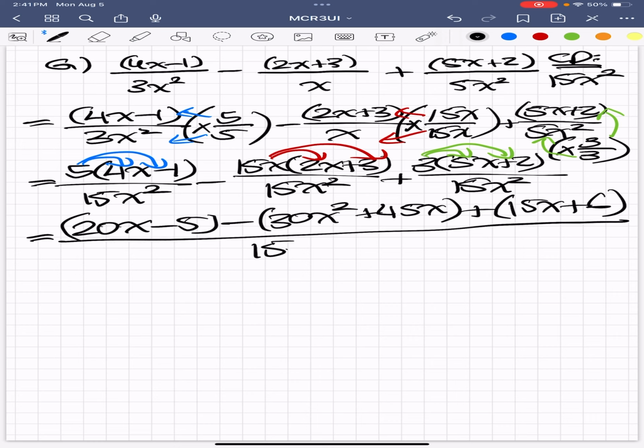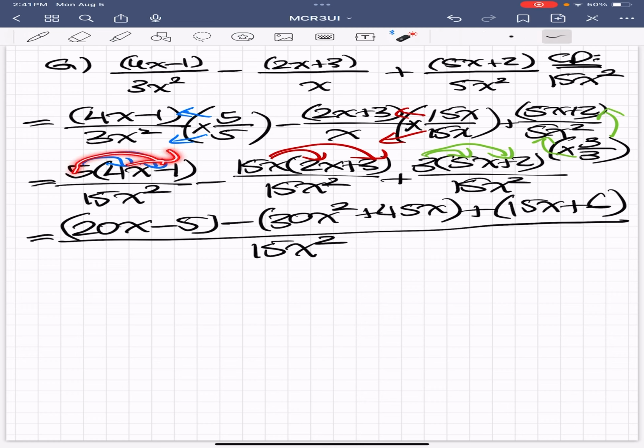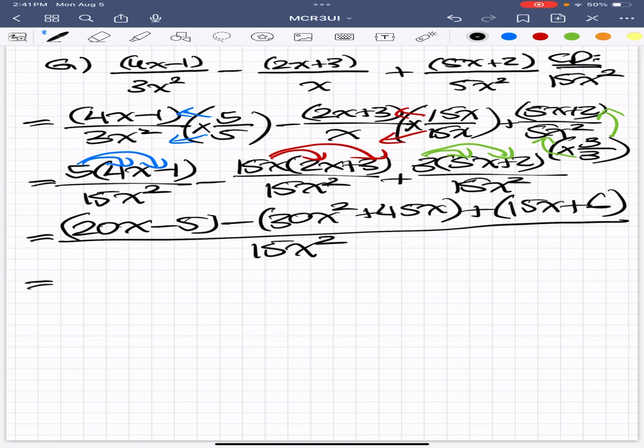Sorry, just double checking my work. And then we have a common denominator of 15x to the power of 2. We expanded these out. We are left with this. So now we open up the brackets and we add and subtract the numerators.